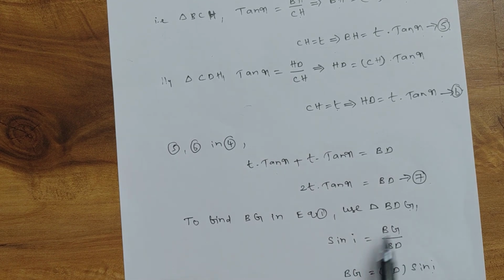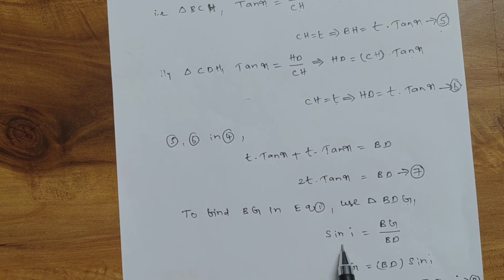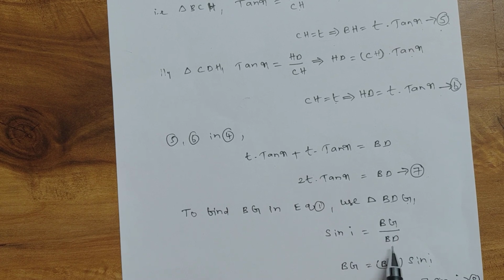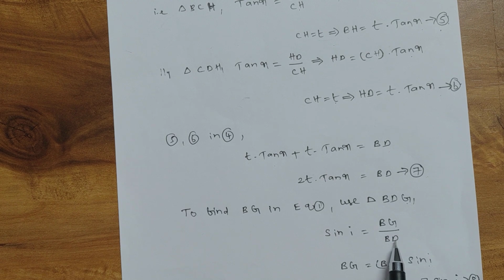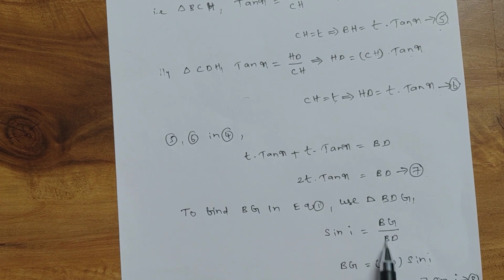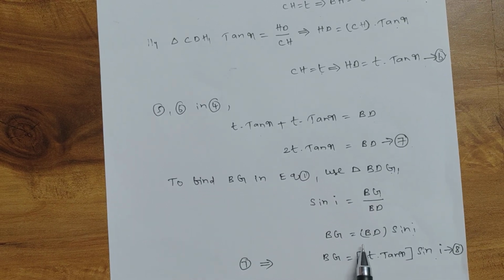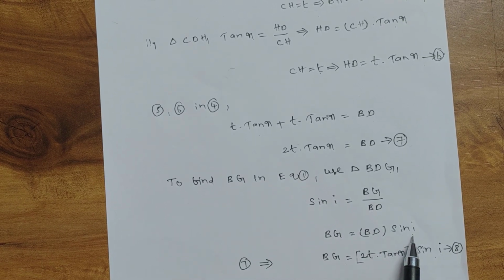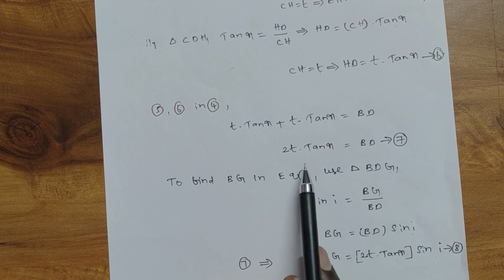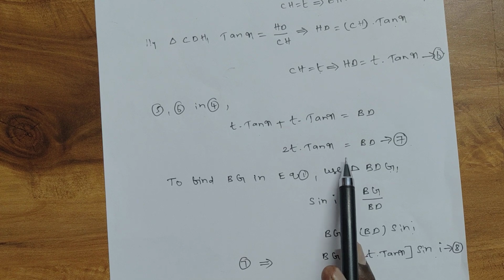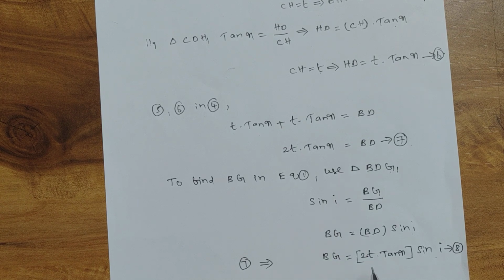Now to find BG in equation number 1, we have to use triangle BDG. In triangle BDG, find the sine function. So sine i is equal to opposite side divided by hypotenuse. The opposite side is nothing but BG and the hypotenuse is BD. Therefore sine i is equal to BG divided by BD. Now cross multiply: BG is equal to BD into sine i. Now what is BD? From equation number 7, BD is equal to 2t into tan r. Substituting in this equation, BG is equal to 2t tan r into sin i, equation number 8.